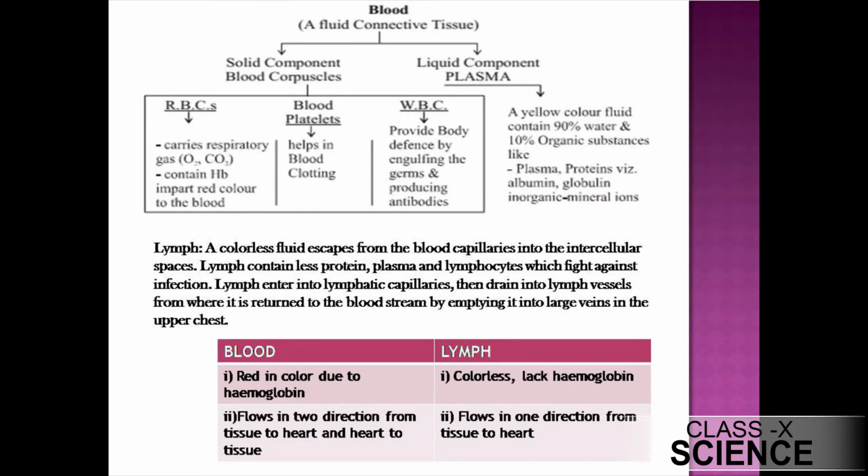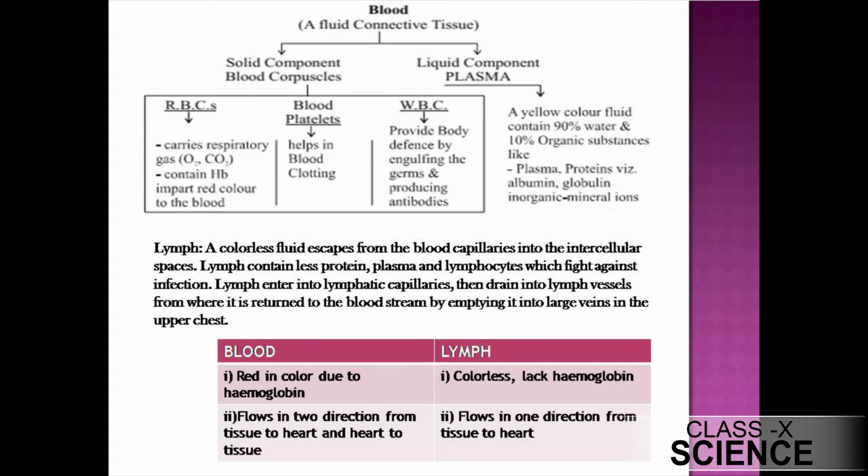Now there is another fluid present in the intercellular spaces of the body, and that fluid is called tissue fluid. This tissue fluid is the colorless fluid that escapes from the blood capillaries into the intercellular spaces. It contains protein, plasma and lymphocytes. Lymphocytes are a type of WBC that helps to fight against certain infections.